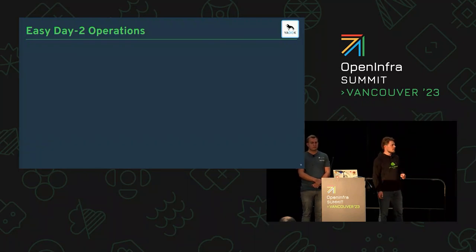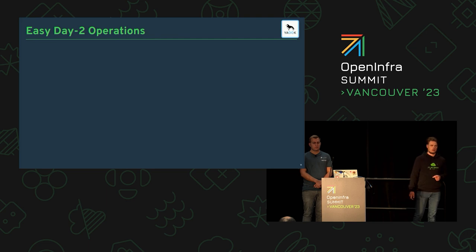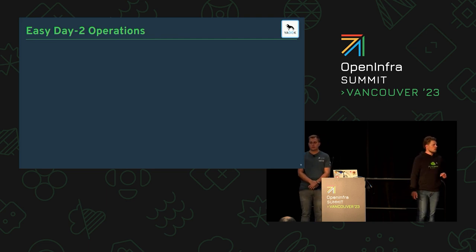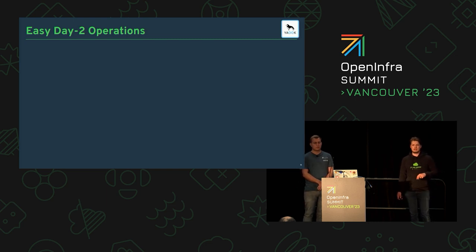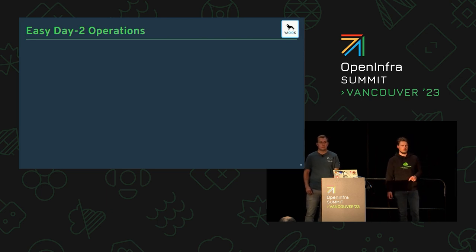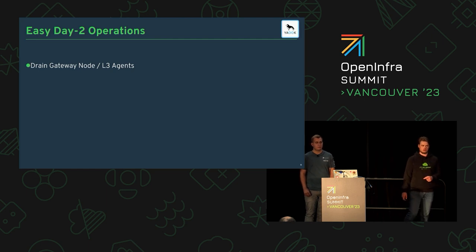But the really fancy thing out of the things I explained before is the day two operation. Because we know what changed, we can easily update and react on that. I guess all of you somehow operated an OpenStack deployment already and know how hard it is to drain a gateway node. If you need to remove 500 routers from an L3 agent, that's not so easy.